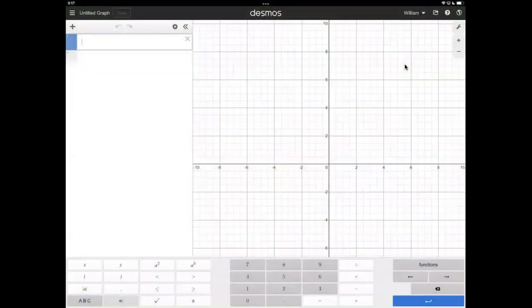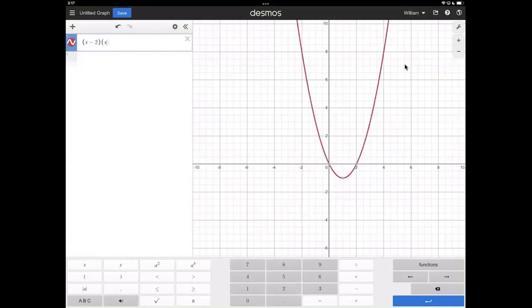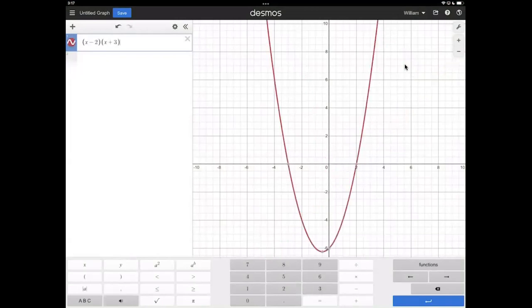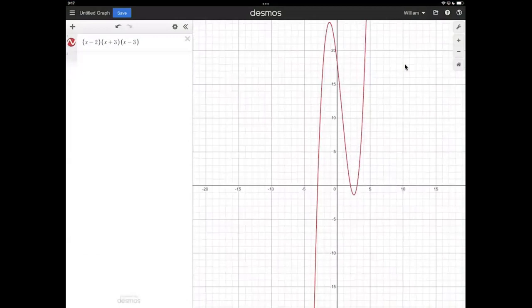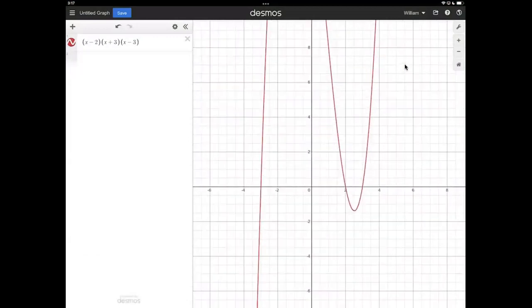Now I'm going to use Desmos, and I'm going to put the factored form right here. y equals x minus 2, and then x plus 3, and then x minus 3. So what you see here is a graph. What's so important about this graph is that once you have the factored form, take a look for yourself. Can you see the roots or the x-intercepts? Can you see the numbers of the x-intercepts, the x-coordinates of the x-intercepts?